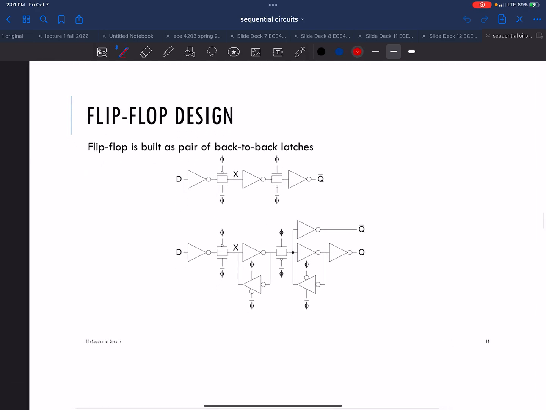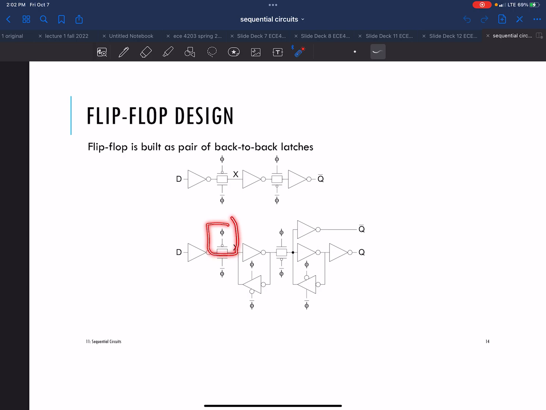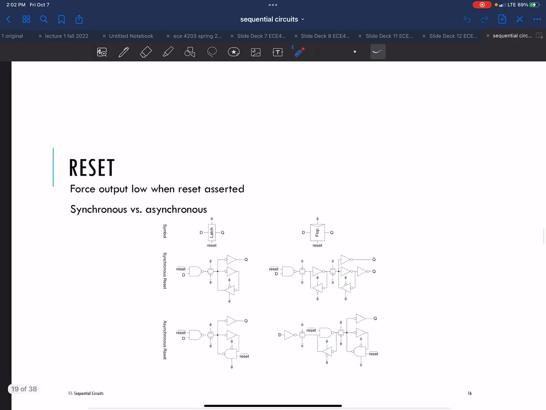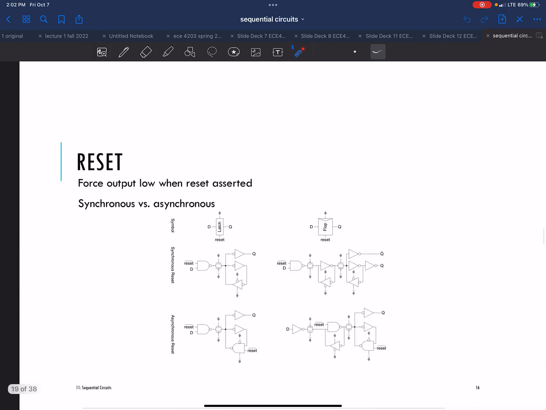So this is like a shorthand drawing of what I just wrote. If you expand out the inverters, you'll see again the phi's are basically inverted, because this one goes to PMOS and this one goes to NMOS. And then the rest of these, it's pretty popular to have multiplexers and resets, obviously.